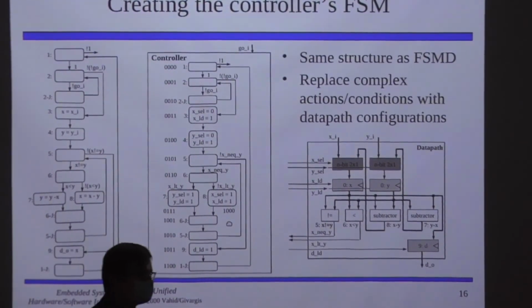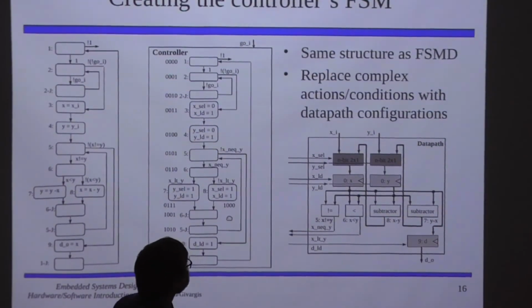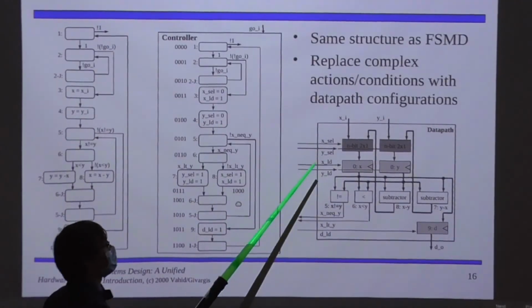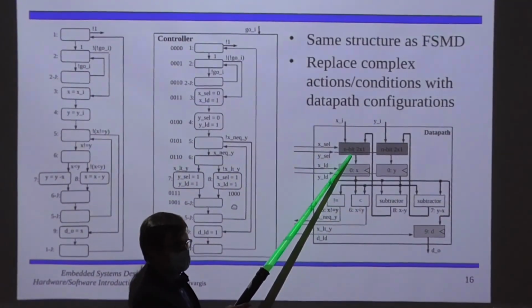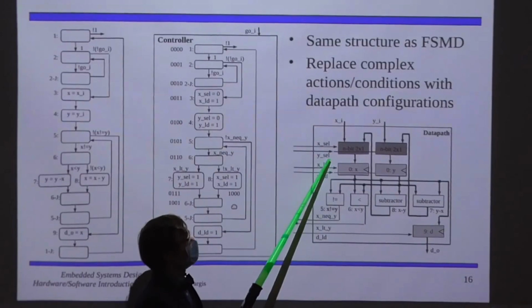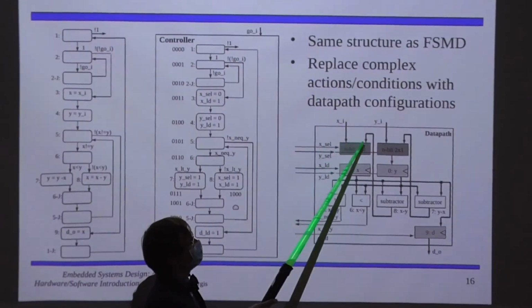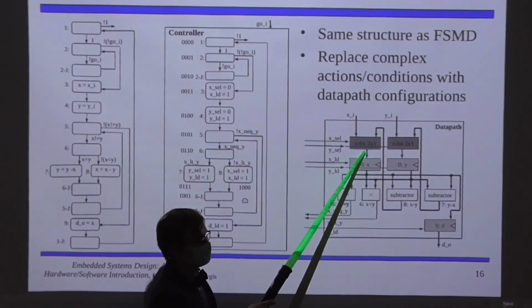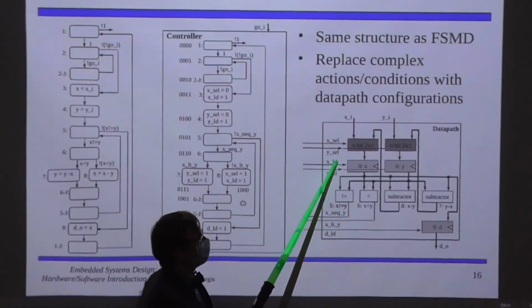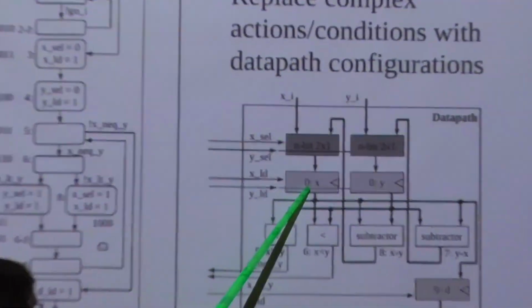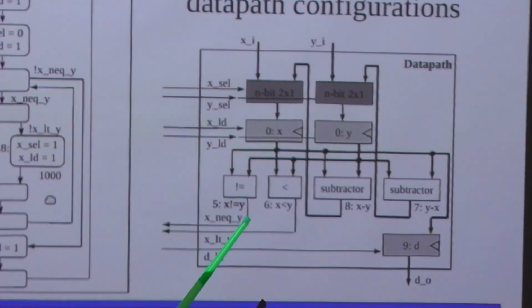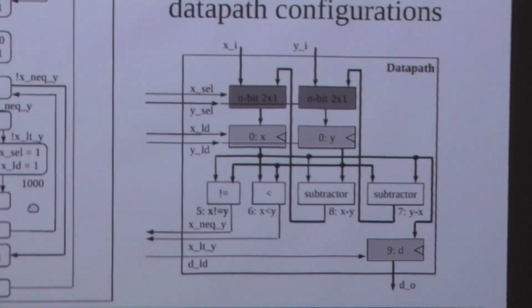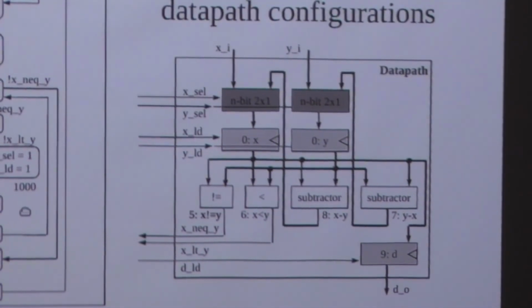Question? I just had a question about that. For the X selector, Y selector, and all that, are those controller inputs, or what are those? Okay, so these are n-bit multiplexers, 2-to-1 multiplexers. The selector signal selects which of these two signals gets propagated to this signal, and then that signal can be loaded into the register. So where do they come from? Do they come from the controller? Yes, they originate in the controller itself.